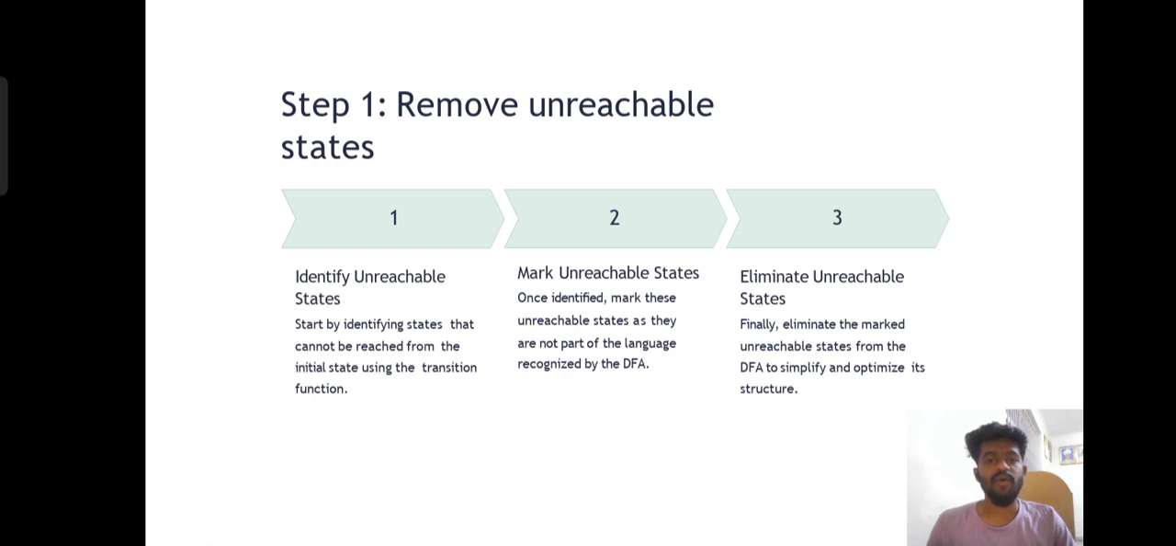Step 1, remove unreachable states, we'll discuss that in depth. Identify unreachable states. Start by identifying states that cannot be reached from the initial state using the transition function. Mark unreachable states. Once identified, mark these unreachable states as they are not part of the language recognized by the DFA. Eliminate unreachable states. Finally, eliminate the marked unreachable states from the DFA to simplify and optimize its structure.